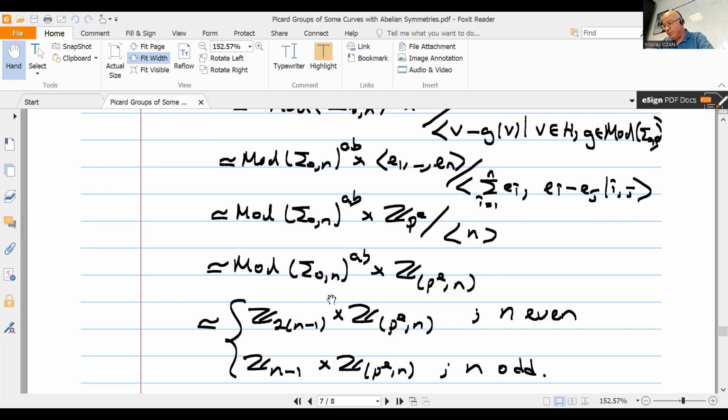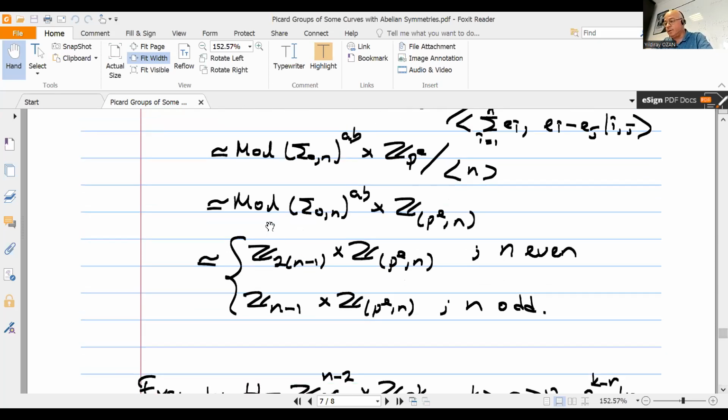And then here I have the abelianization of the mapping class group. It is well known that the abelianization of this mapping class group is either the cyclic group of order 2(n minus 1) in case n is even, or n minus 1 in case n is odd. So this is the result. The Picard group is isomorphic to this finite abelian group depending on whether n is even or odd.